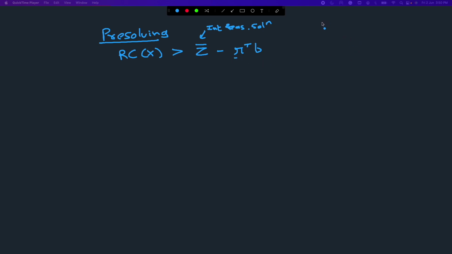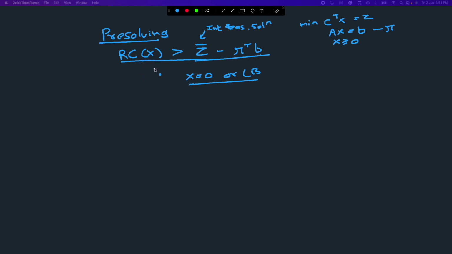So what is this? Recall that the integer program is: minimize C transpose x, subject to Ax equal to b, and let's just say x greater or equal to 0. Pi is the dual variables for these constraints, and this is b, right? When you have a reduced cost of a variable which is greater than this amount, where the upper bound z bar on the objective can come from any feasible solution, equal to C transpose x, then we can fix x to 0 or its lower bound. This is called reduced cost fixing.